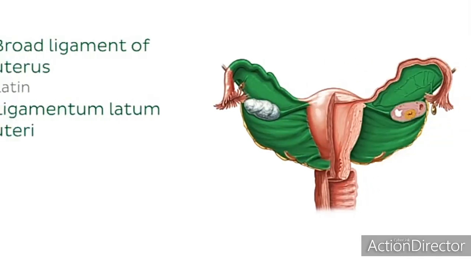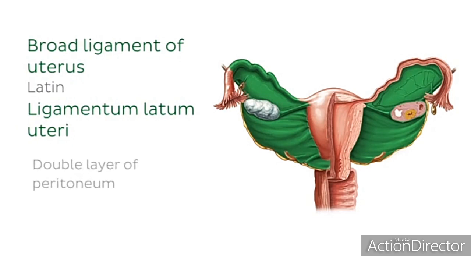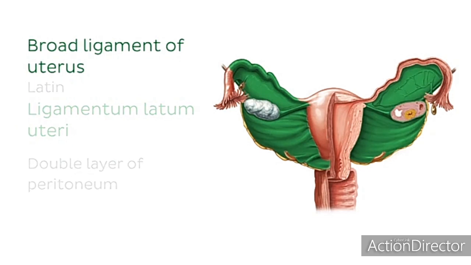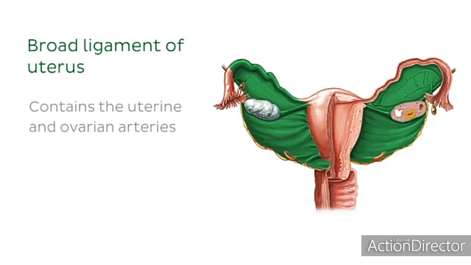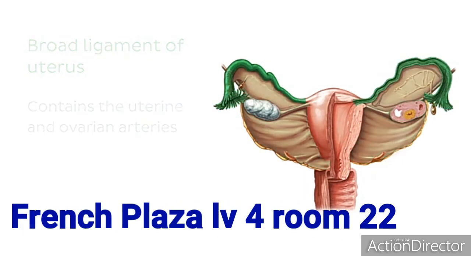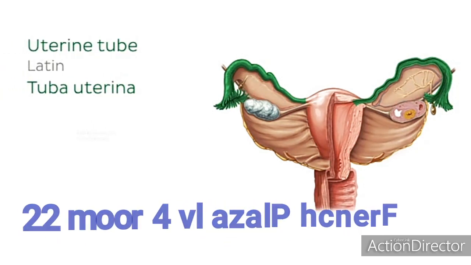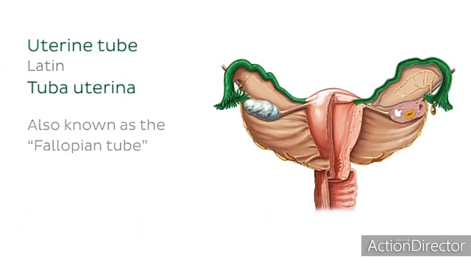Now it's time to have a brief look at some associated structures of the uterus. The first structure that we're going to talk about is the broad ligament of the uterus, which is a double layer of peritoneum. This ligament connects the uterus to the lateral walls of the pelvis and contains the uterine and ovarian arteries. Next, we have the uterine tube, which is also known as the fallopian tube.